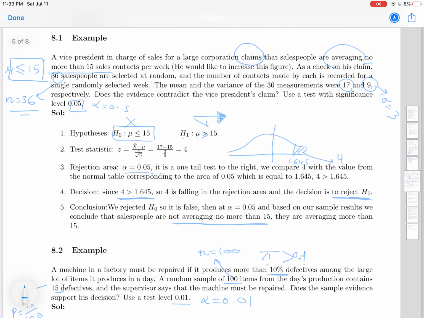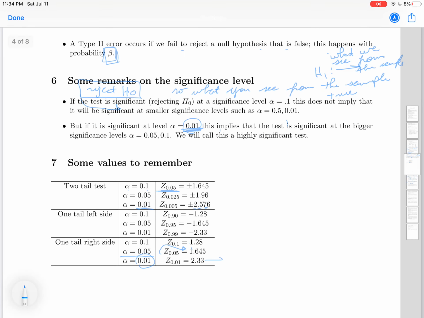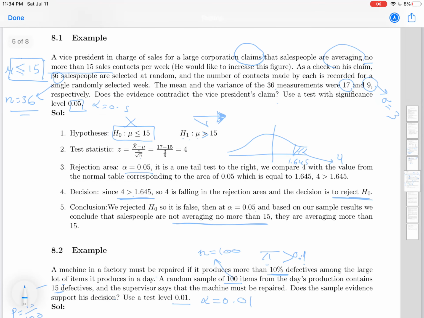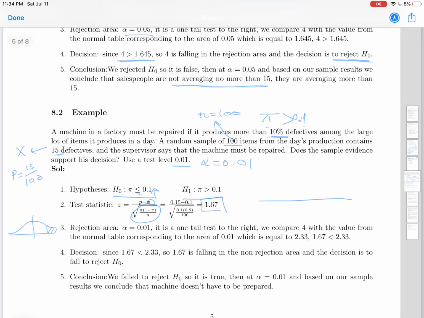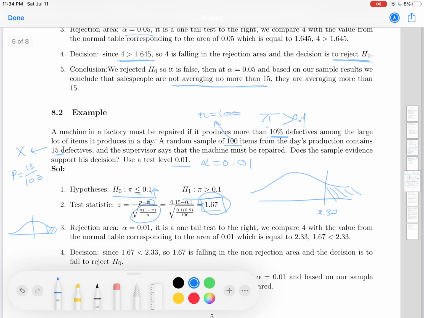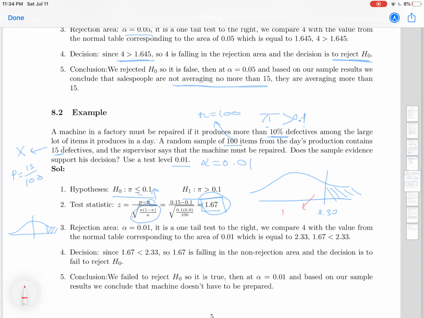So it's 0.15 minus pi. It's the value given in the question. And in the denominator, we use pi, not P. Now the value of the test statistic is 1.67. We need to define the rejection area. This time, the rejection area is also to the right. It's a one-tail test, so I'm going to one tail right and 0.01. So the value is going to be 2.33. So here I'm going to use 2.33.